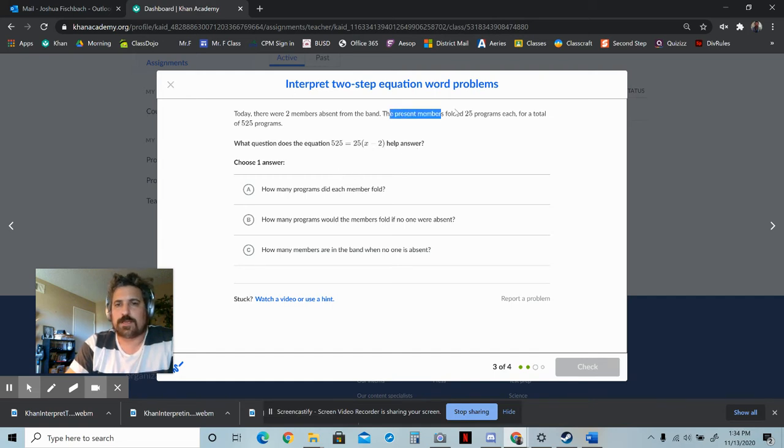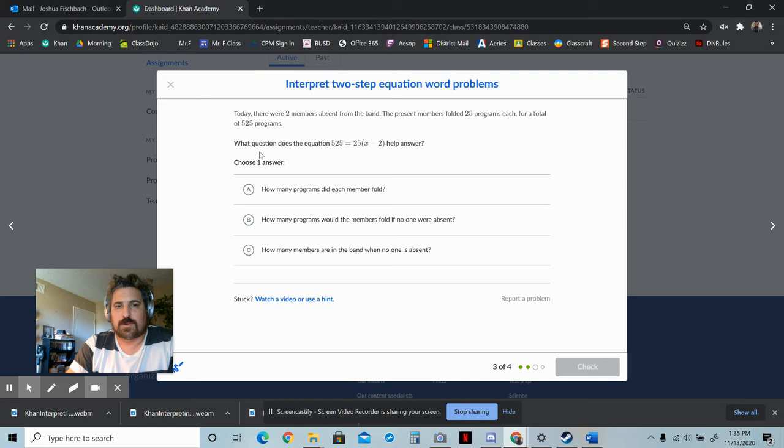Well, the present members folded 25 programs each. So this 25 is the number of programs folded by each member who was present. And the x would then represent the number of people in the band minus the 2 people who didn't show up, because together that would be x minus 2, the number of people who are present. And 25 times the number of people who are present: each person folded 25, right, times the number of people who folded them, which is x minus 2, the people in the band who showed up. And that's going to equal the total number that were folded by all the people who were present.